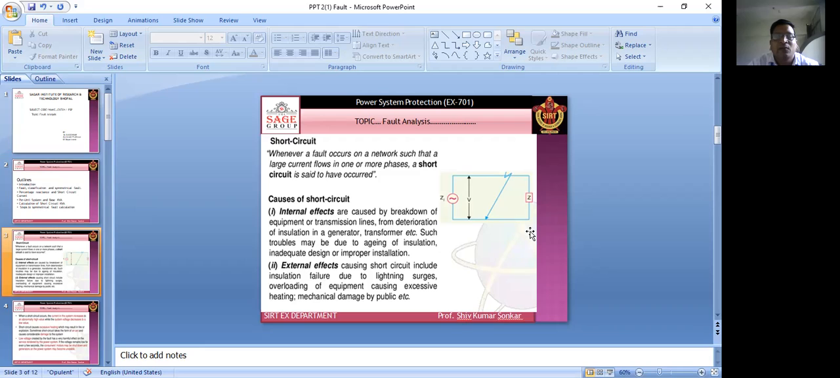Internal effects are caused by breakdown of the equipment or transmission line, from deterioration of insulation in a generator, transformer, etc. Such troubles may be due to aging of insulation, inadequate design, or improper installation. Second, external effects. Causes of short circuit include insulation failure due to lightning surges, overloading of equipment causing excessive heating, mechanical damage by public, etc.